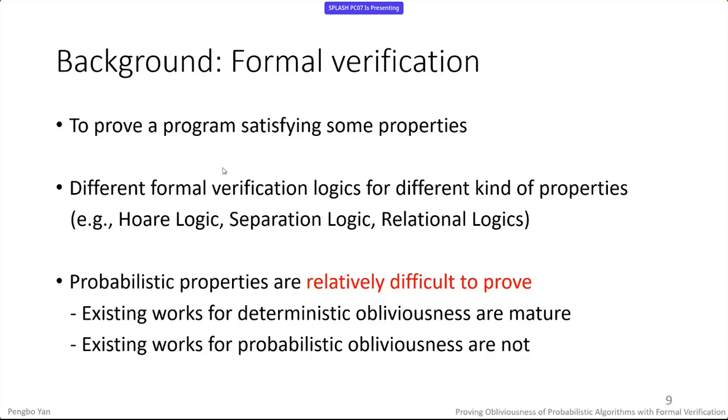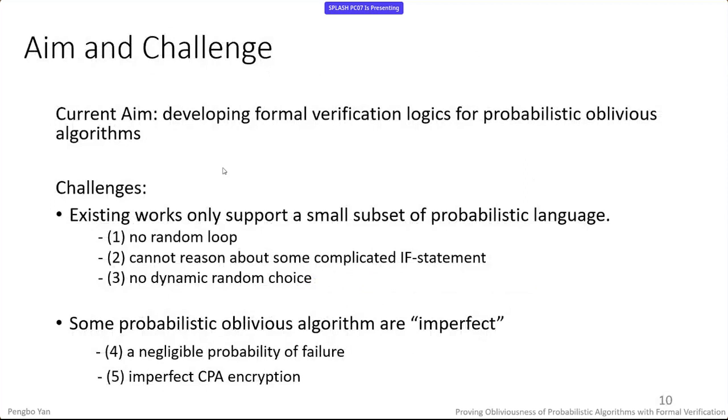And there are some existing works for proving deterministic obliviousness. Those works are quite mature. It's well studied. But the existing work for verifying probabilistic obliviousness is not mature. One of the reasons is that probabilistic properties are relatively difficult to prove. And my aim is to develop formal verification logics for verifying probabilistic oblivious algorithms.